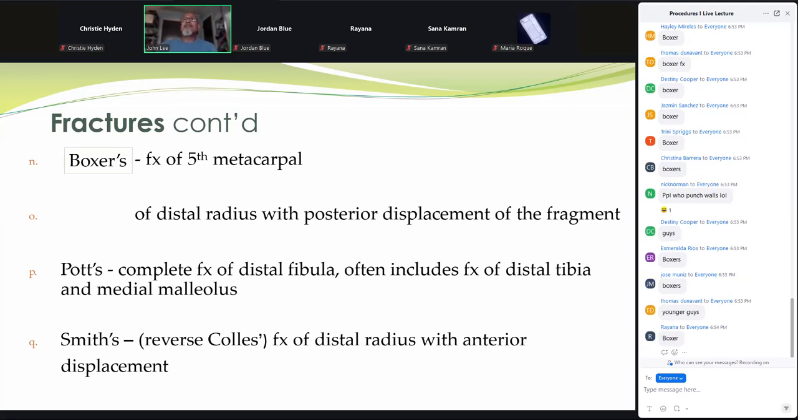Distal radius with posterior displacement of the fragment, of course, is Colles. The opposite of that, anterior displacement, would be the Smith's. A Pott's fracture is a complete fracture of the distal fibula. Most often it will include fracture of the distal tibia and the medial malleolus as well.